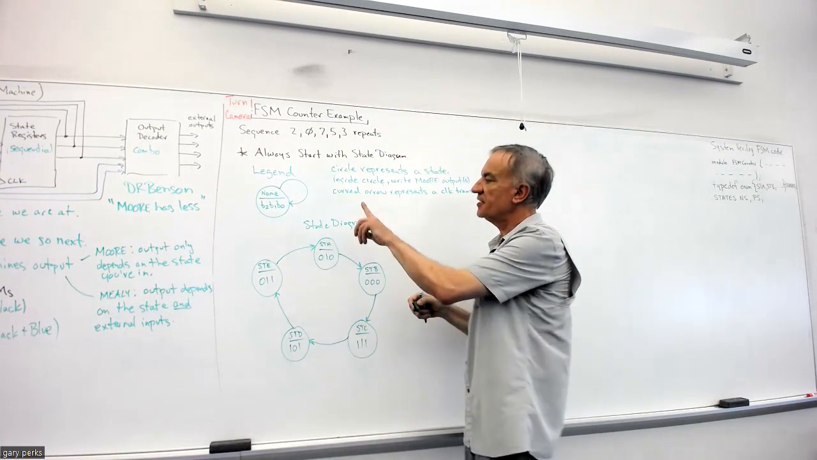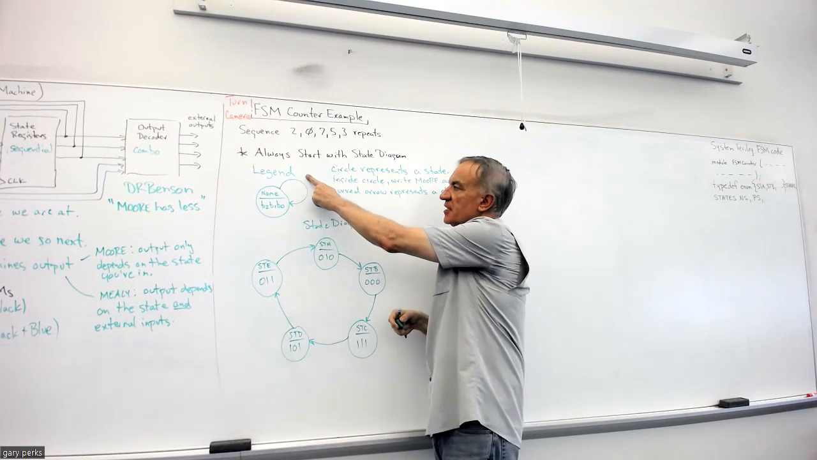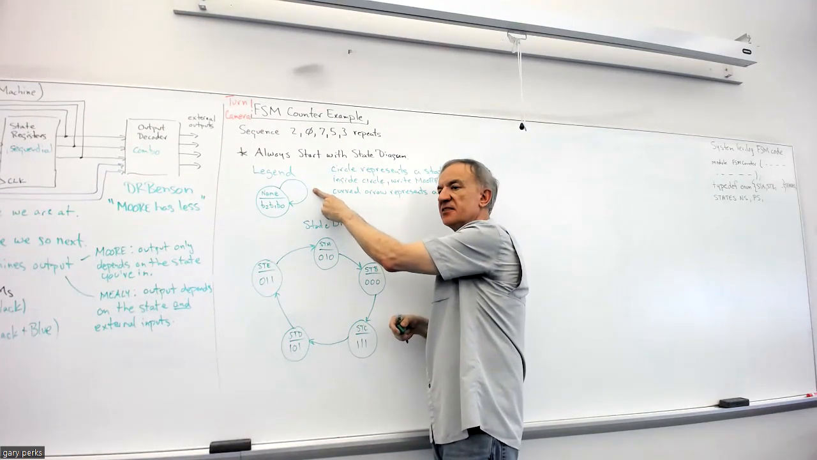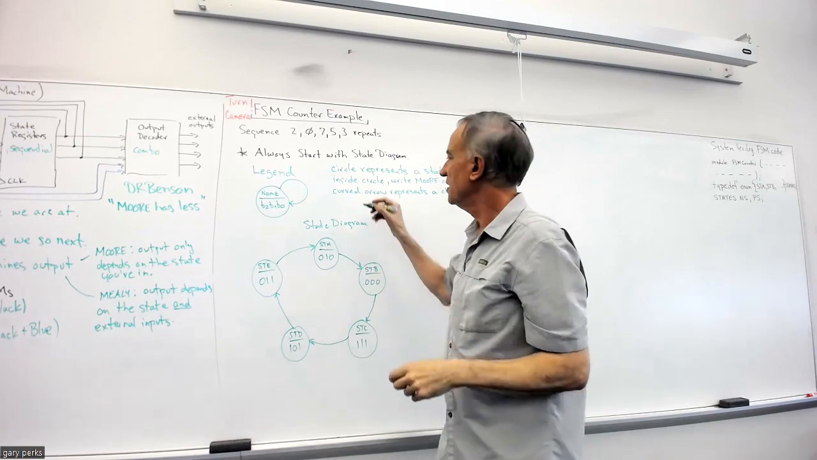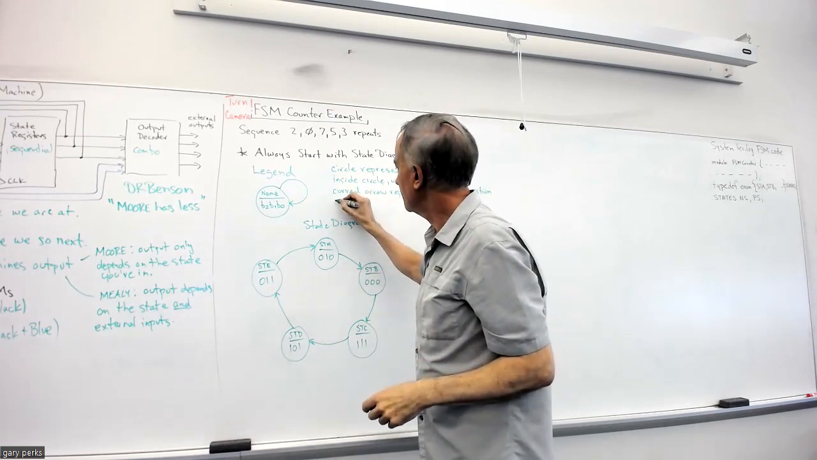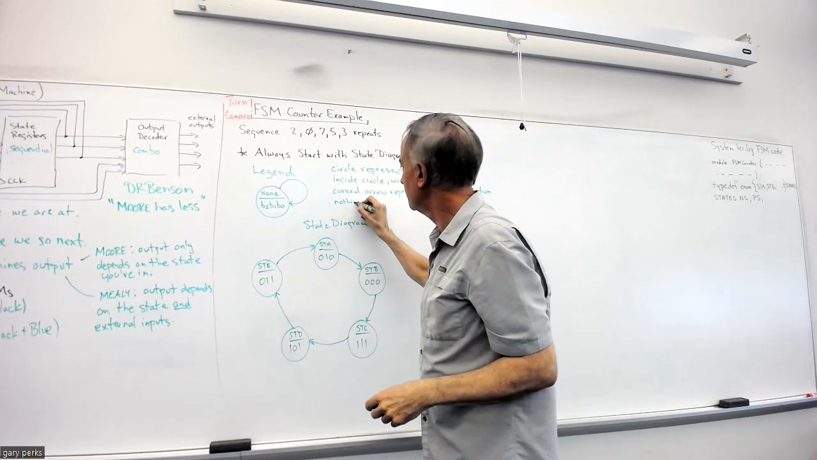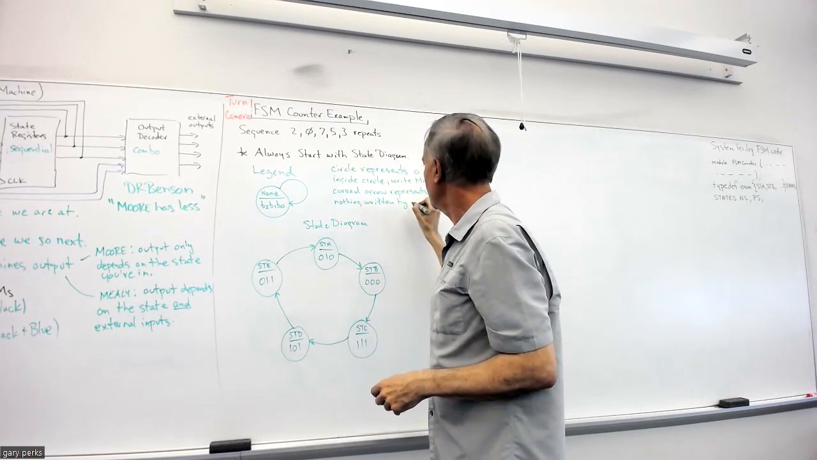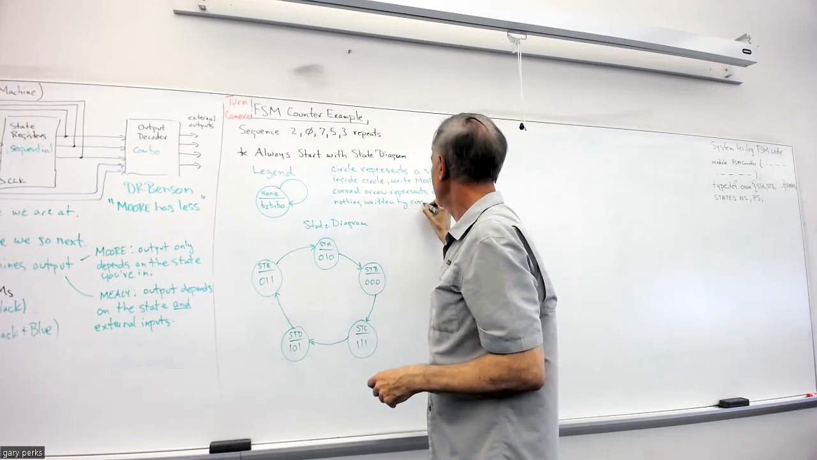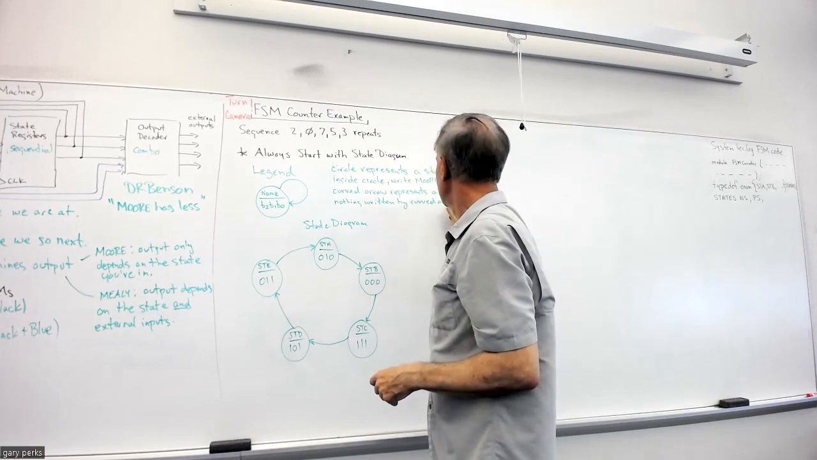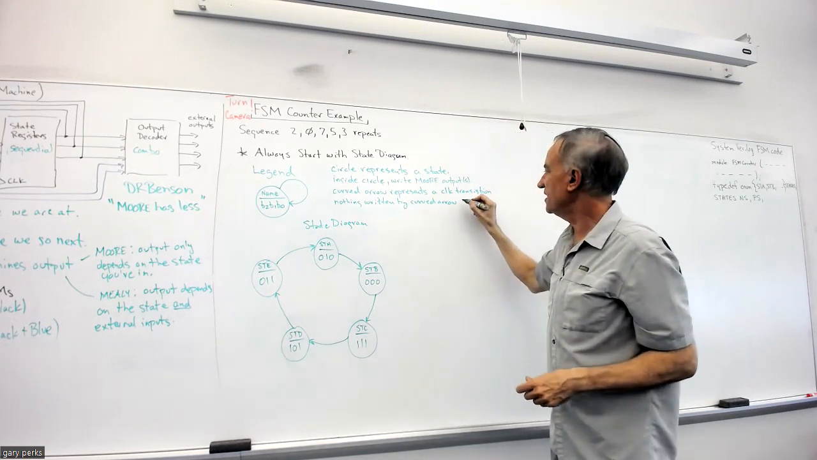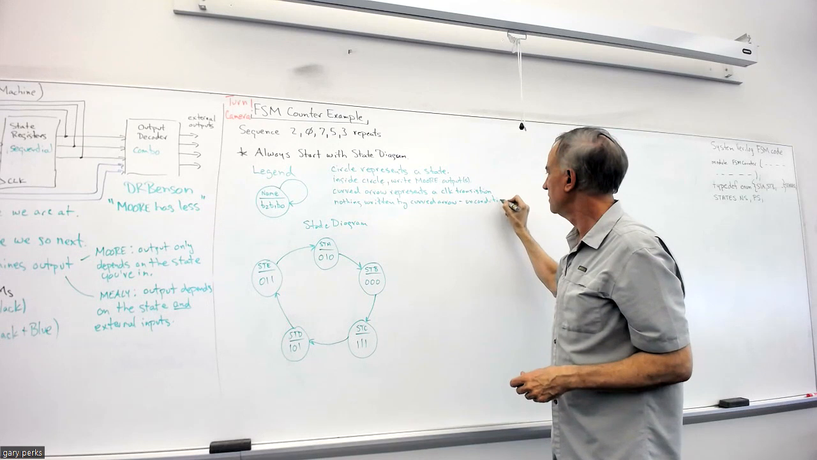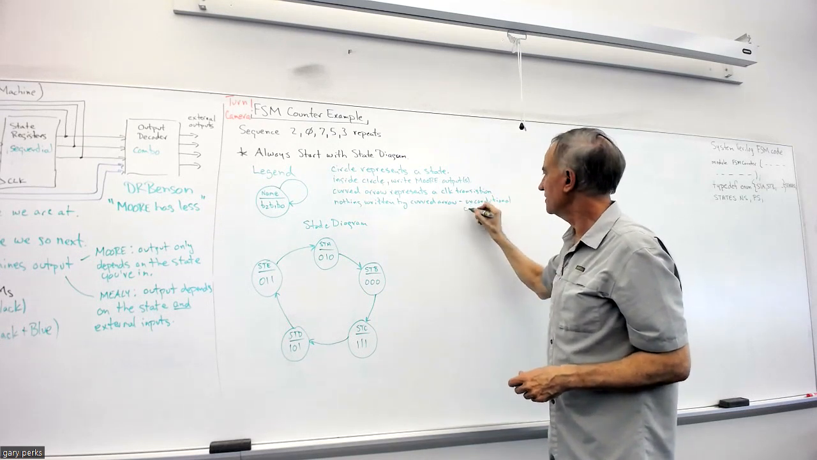Now, another thing that's important is that if you don't have anything written next to this curved arrow that represents the clock transition, okay, so when nothing is written by the curved arrow, that's representing what we call an unconditional clock transition.